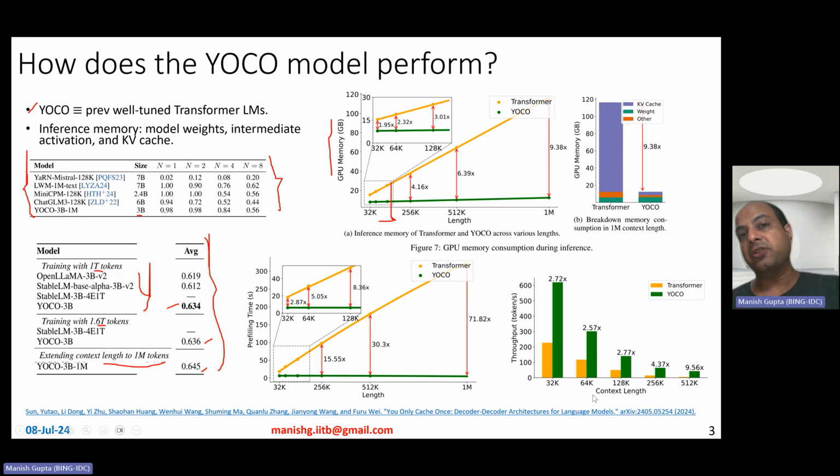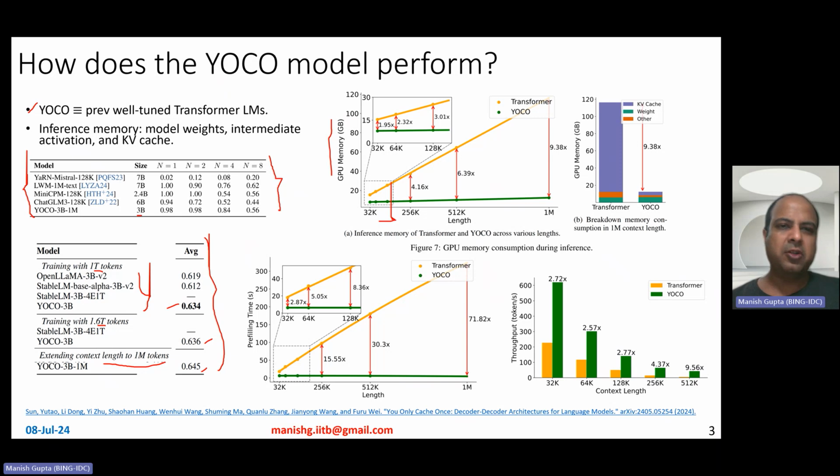And lastly, let me talk about throughput. So how many tokens it can generate per second, right? So x-axis is context length and y-axis is throughput. As you can observe, even with 512K sequence lengths, you observe almost 10x throughput increase. Even with 32K sequence lengths, you observe about 2.72x throughput increase. Now, sure, if you're not doing a very long sequence task, then you may not observe very high throughput increases. But if you're really doing long sequence tasks, then YOCO is the way to go.